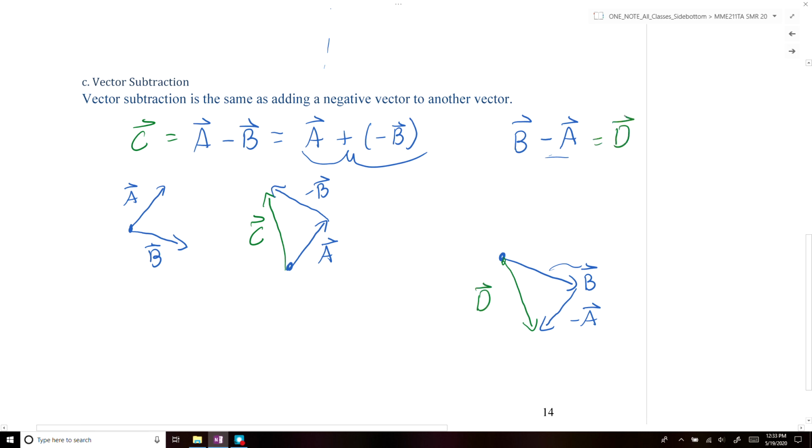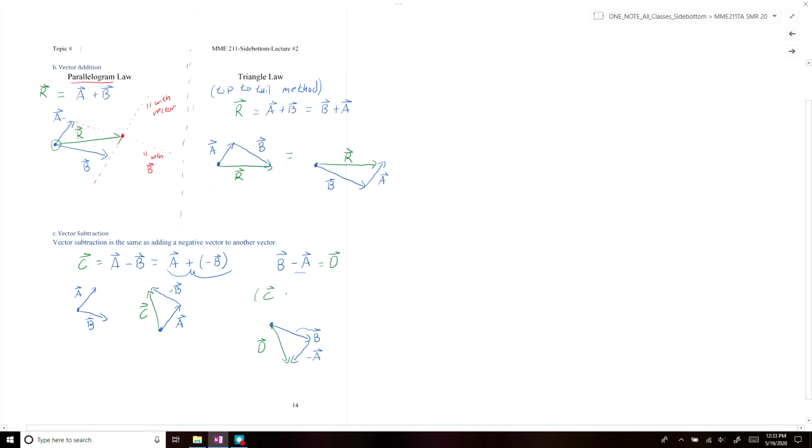Okay. So what you will notice is that vector C is going to be equal to the negative of vector D. Okay, so they're 180 degrees apart from each other.